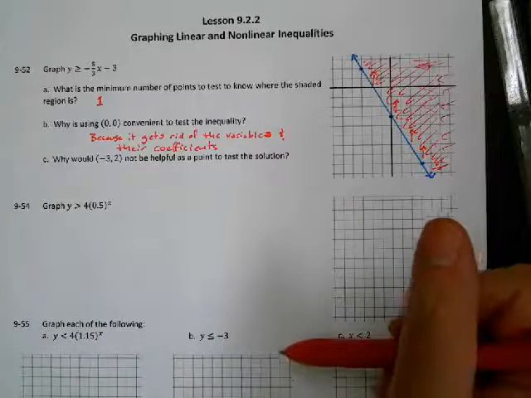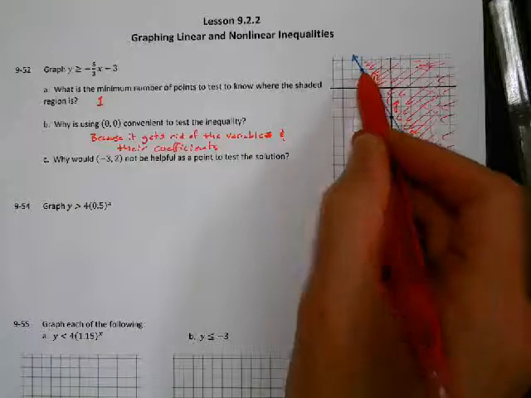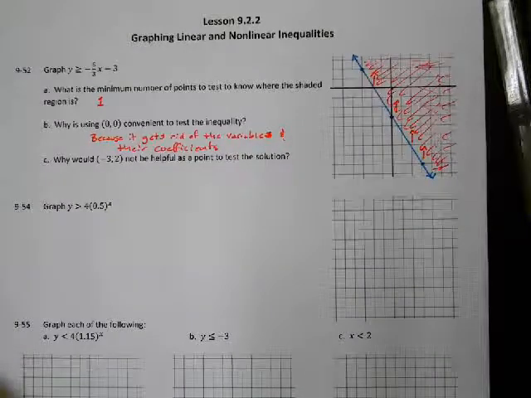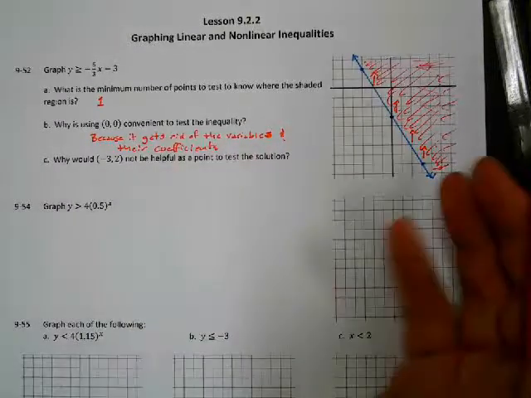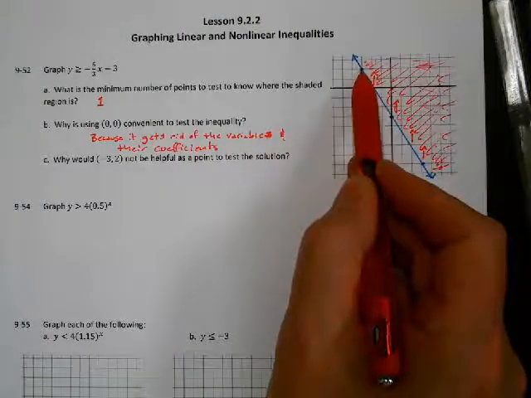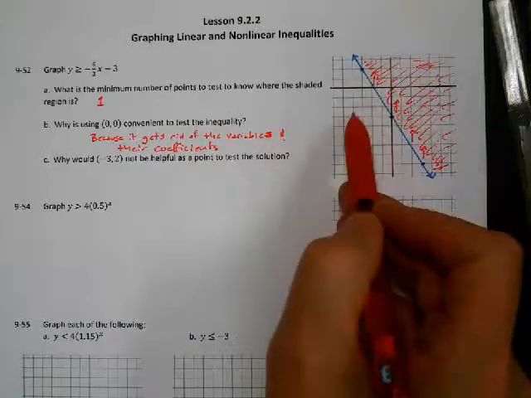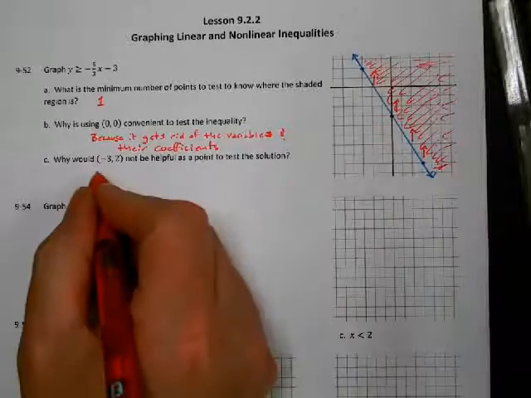All right, why would negative 3, 2 not be helpful as a point to test the solution? Let's see where negative 3, 2 is. 1, 2, 3, up 2. Negative 3, 2 is on the line. That's why it's not helpful. Because if it's on the line, we already know the line works. We want to know if the regions work. So we need to pick a point in the region. It is on the line.